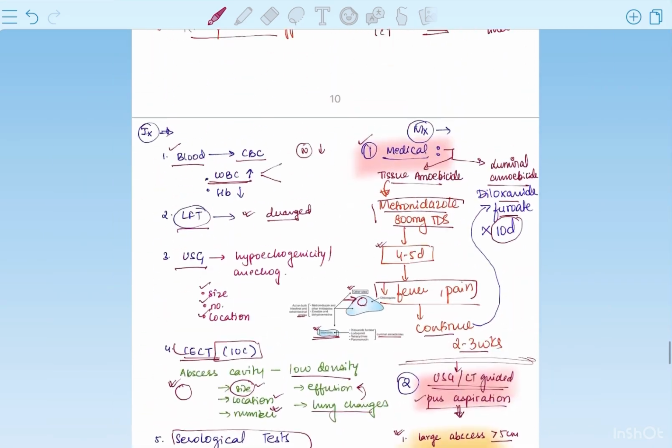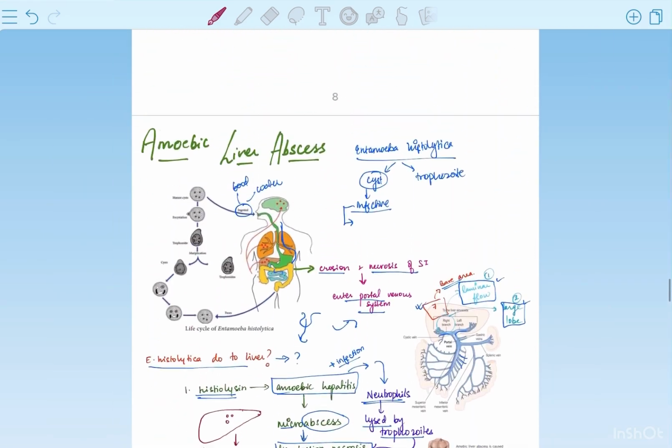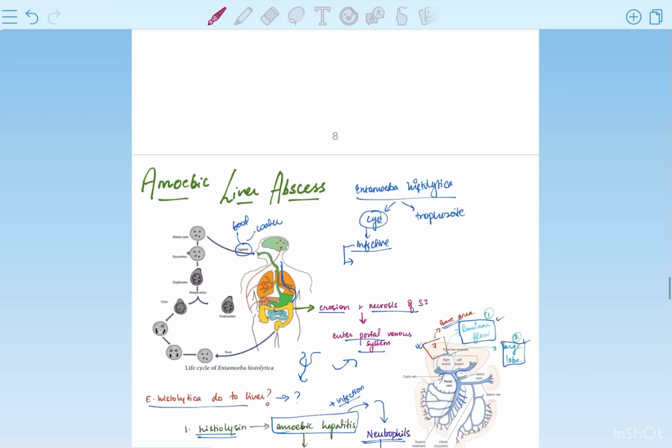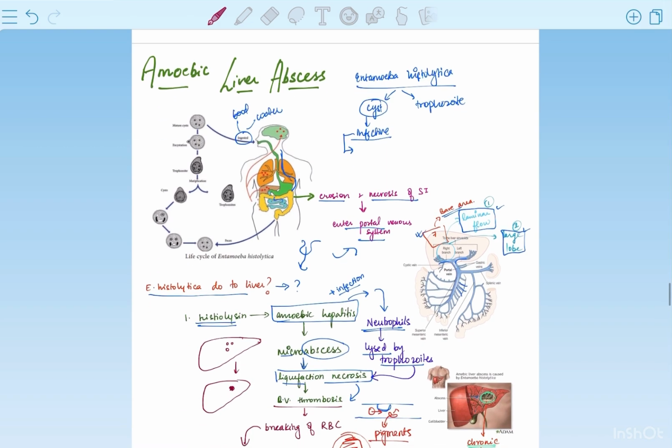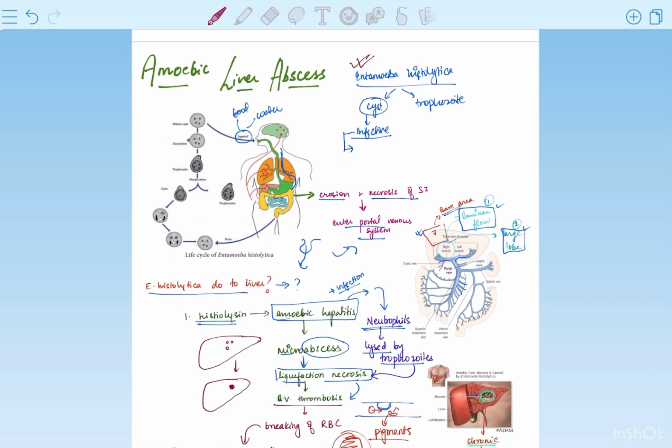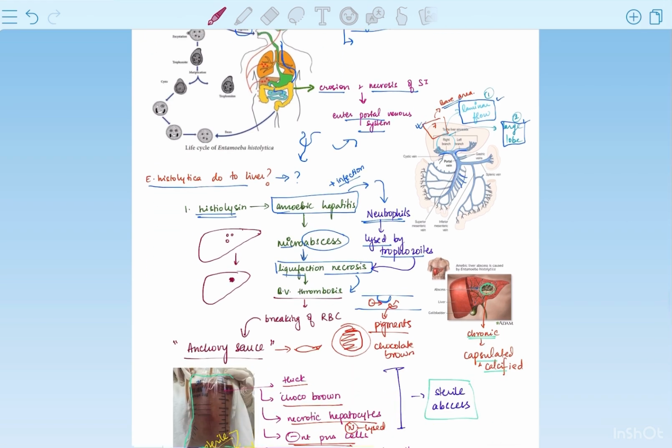So let's see a summary of the whole video. There are two types of liver abscess, amoebic and pyogenic liver abscess. Under amoebic, we saw that it is caused by Entamoeba histolytica, of which the infective form is the cyst form, which is excreted in the feces and ingested via contaminated food and water. It enters the small intestine, changes into a trophozoite. It erodes and necroses the small intestine, enters the portal system. Via the portal system, it enters the liver. Most common site is the bare area or the 7th segment, which is the right postero-superior segment.